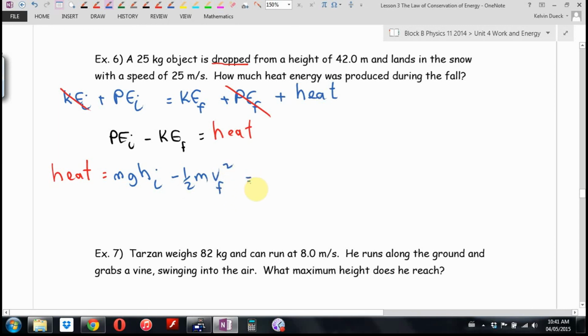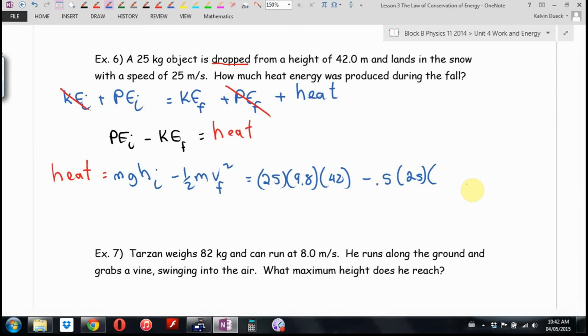Oscar, did they give me the mass? Oh, masses don't cancel here because no mass in heat. Did they give me the mass? What? g, 9.8. What's my initial height? 42. Minus a half. You said m was 25. What's my final impact speed? That's after impact. What's my final impact speed?